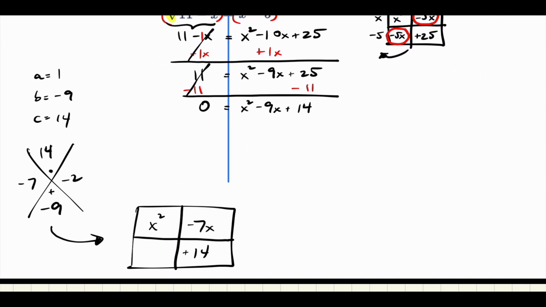Negative 7x, negative 2x. Minus 7, minus 2. Last step, or sorry, still on step 3, but we have to solve, right? So we're going to set each of these equal to 0.